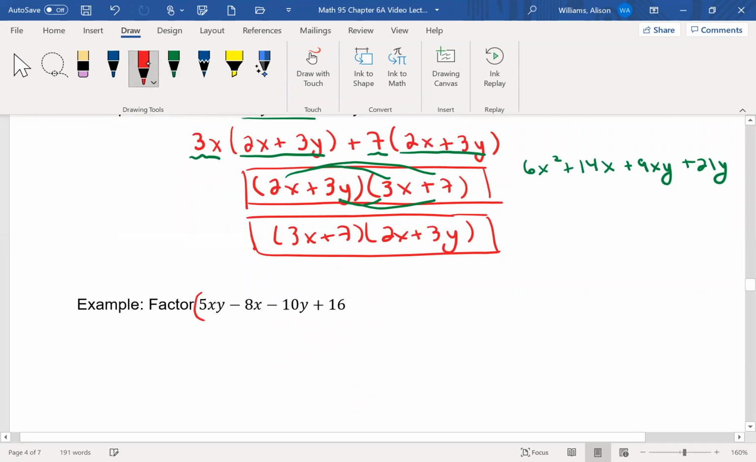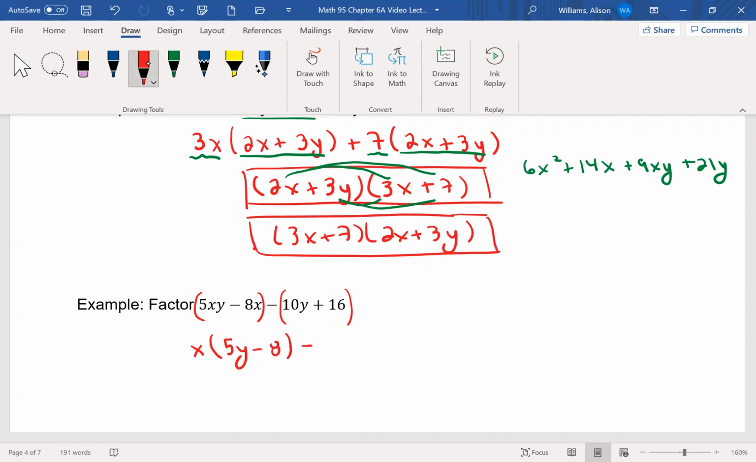So we're going to group the first two terms and group the second two terms, and then we're going to factor the GCFs out of the two groups. Starting with the first group, I only have x in common. So I would be left with 5y minus 8. I'm going to just bring down the minus sign that's between them.